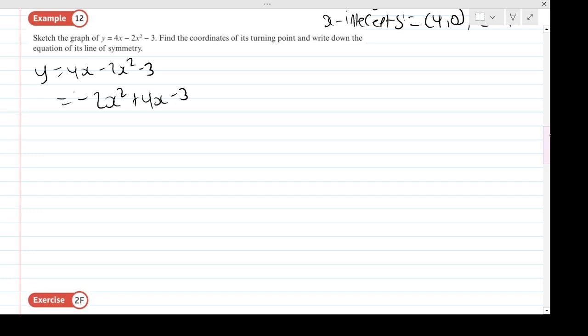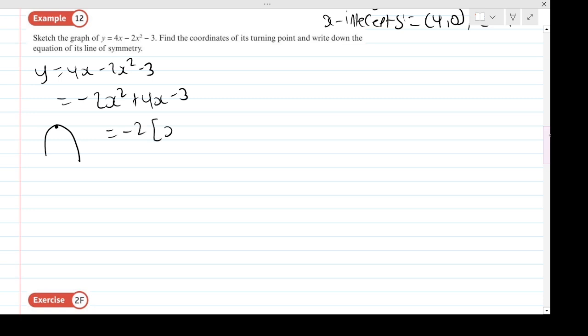But hopefully you recognise, well, the coefficient is negative 2. So actually it's going to have a frowny shape, okay? And so the turning point is going to be a maximum this time round. So then, firstly, how are we going to work that out? Well, we're going to find the turning point, this maximum point here, we need to complete the square. So if we complete the square, we need to factor out a minus 2.